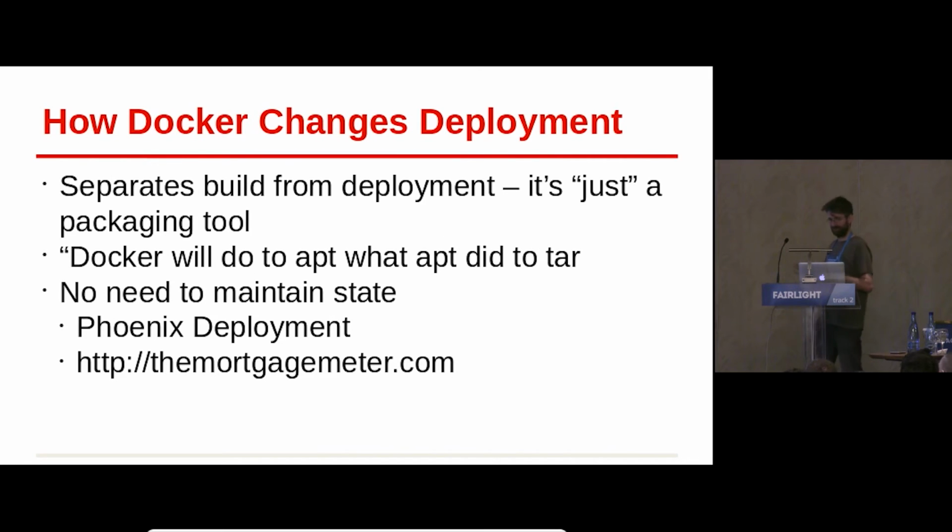What Docker does is it separates build from deployment. So traditionally, you have tools like Chef and Puppet and Ansible, which are designed to maintain a running system, a moving target. So you declare, I want Apache on all my machines, and it goes off and figures out how to achieve that.